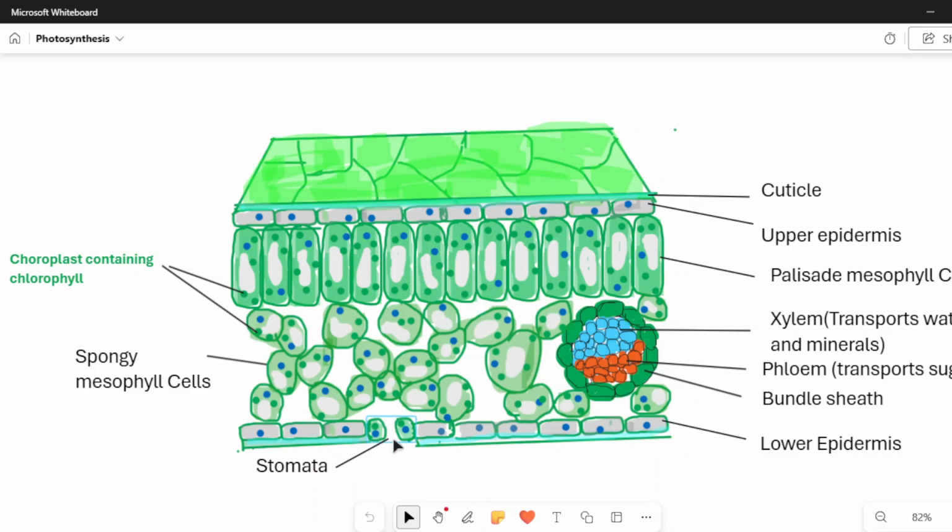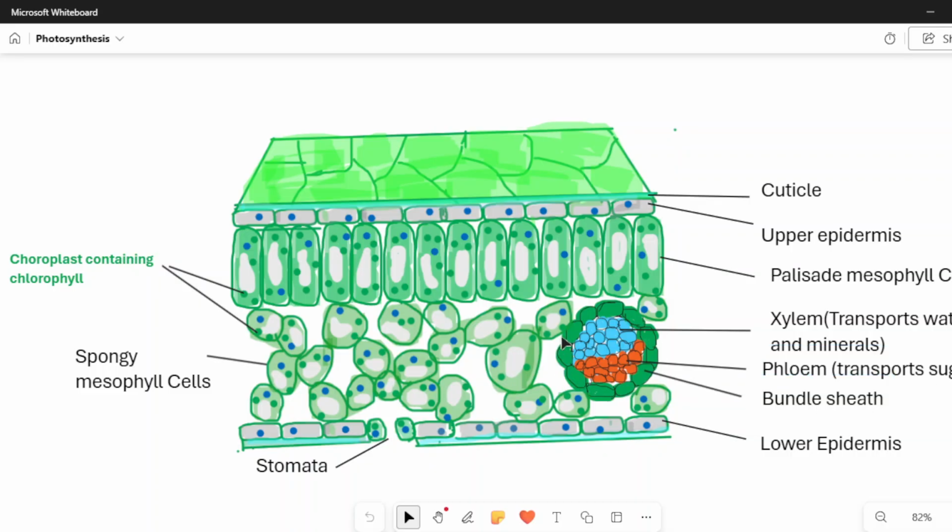So this opening is called stomata. They are protected by guard cells. Next comes your xylem and phloem. Xylem is small tube-like structures present inside the leaf for transporting water and minerals, and phloem are tubes for transporting sugars, that is glucose, which is manufactured by photosynthesis.